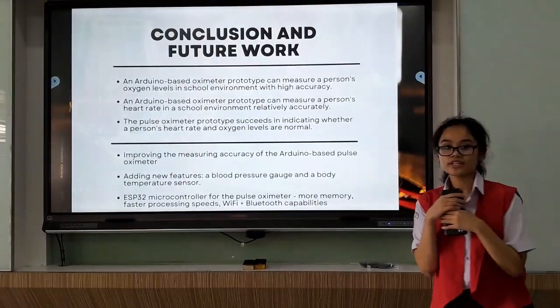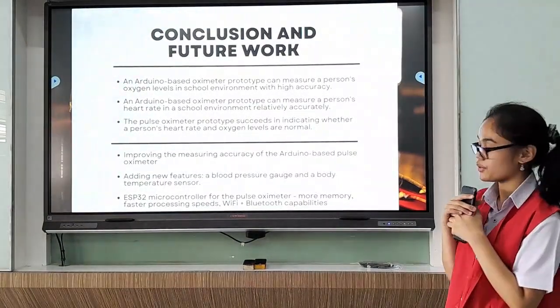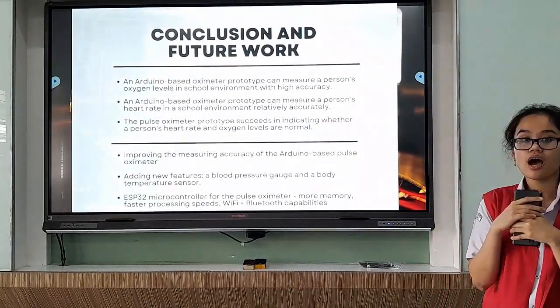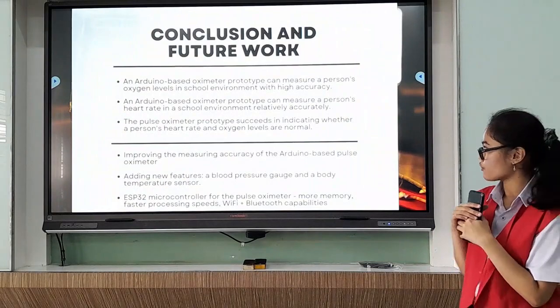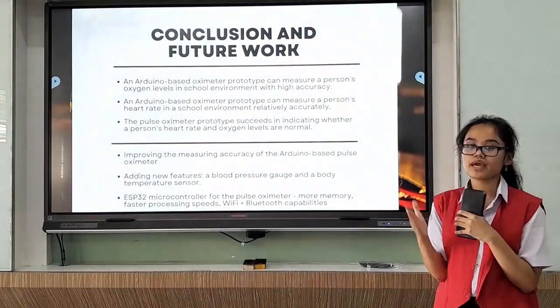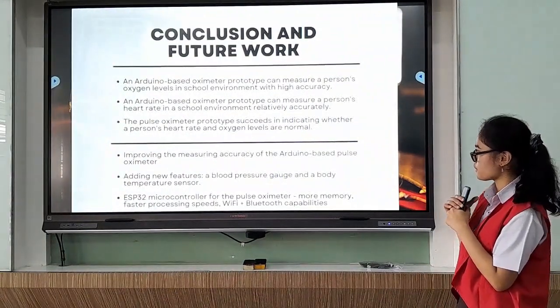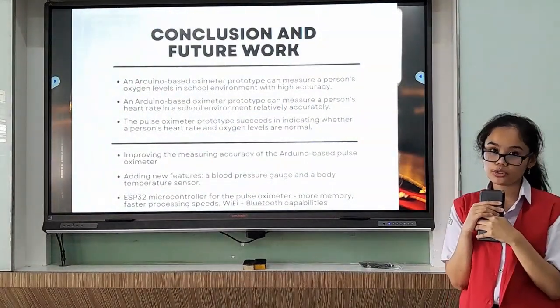And so based on this experiment, we can conclude that the Arduino-based pulse oximeter can measure a person's oxygen levels with very high accuracy and someone's heart rate relatively accurately in a school environment. So for the heart rate, it's not as accurate because of the time gap between measurements of the device. And then the pulse oximeter prototype succeeds in indicating whether someone's heart rate and oxygen levels are normal using the LEDs.